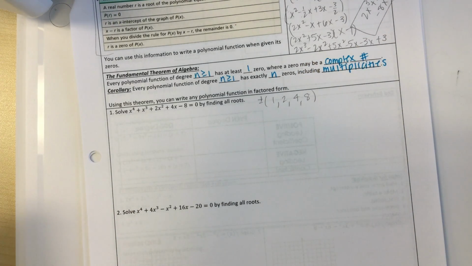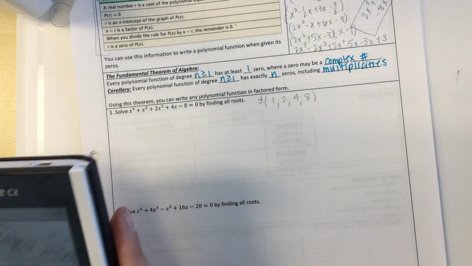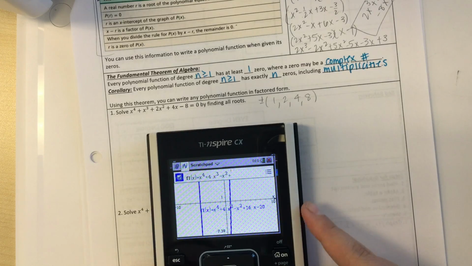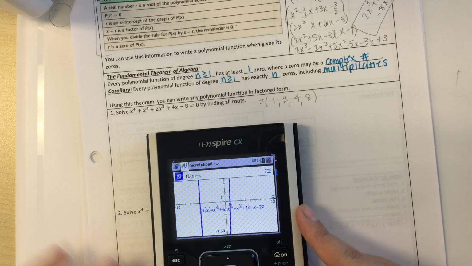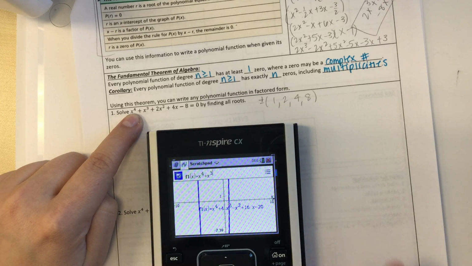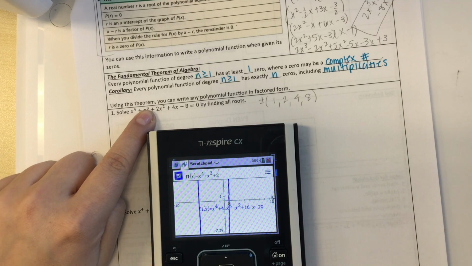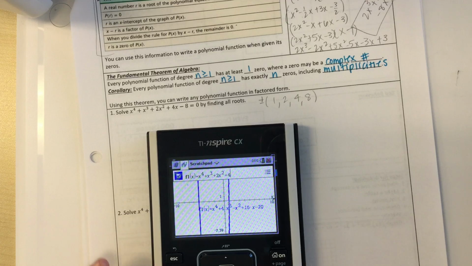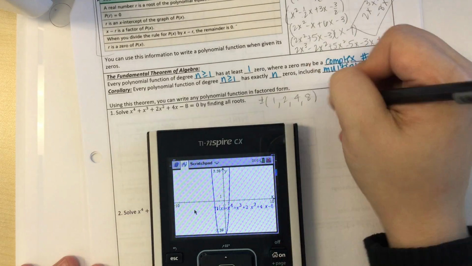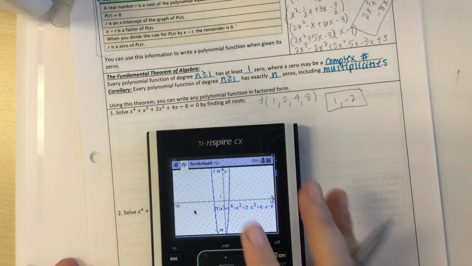Okay, now we're going to graph. I need to get rid of the previous function I have in here. Okay. x to the 4th plus x to the 3rd plus 2x squared plus 4x minus 8. And I graph it, and it looks like it crosses at 1 and -2. So 1 and -2. I'm going to check those to make sure, okay?